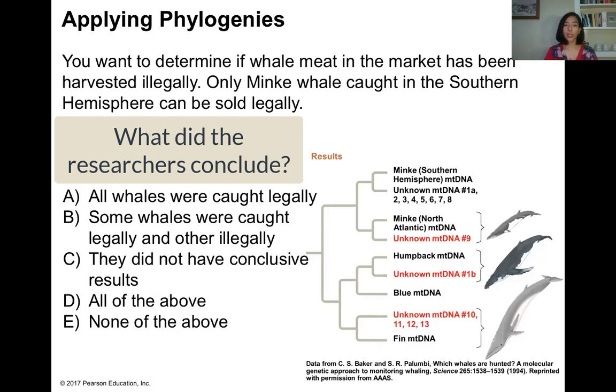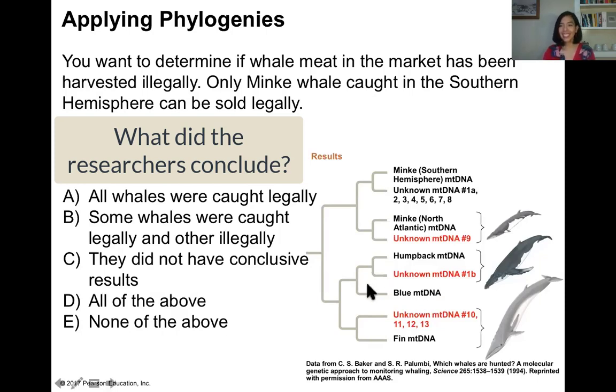A, all whales were caught legally. B, some whales were caught legally and others illegally. C, they didn't have conclusive results. D, all of the above, or maybe none of the above. What do you think? What do you conclude based on this?